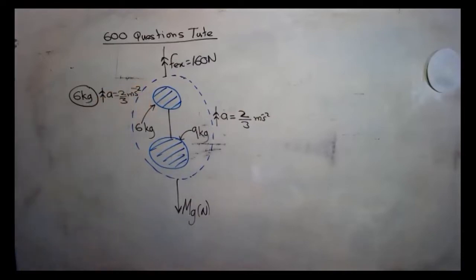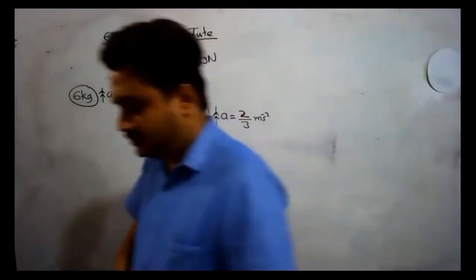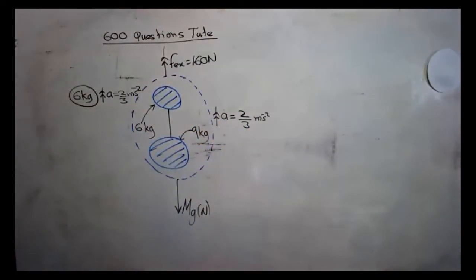According to Newton's first law of motion, for an object to move with an acceleration, it needs an external unbalanced force. So what is the external unbalanced force acting on this 6 kg object? Somebody unmute the mic and tell me what is the external force acting on this 6 kg object to move with an acceleration of 2/3 meter per square second.